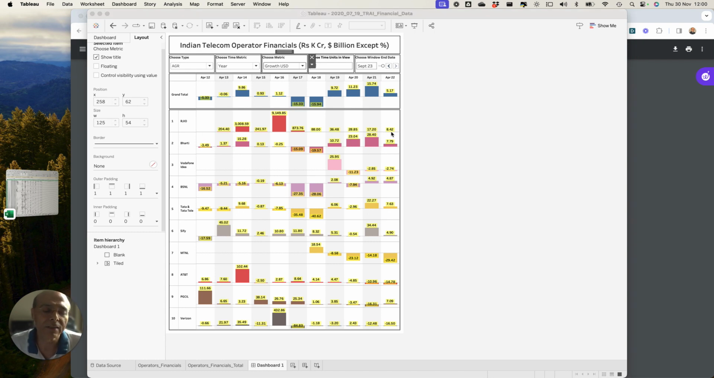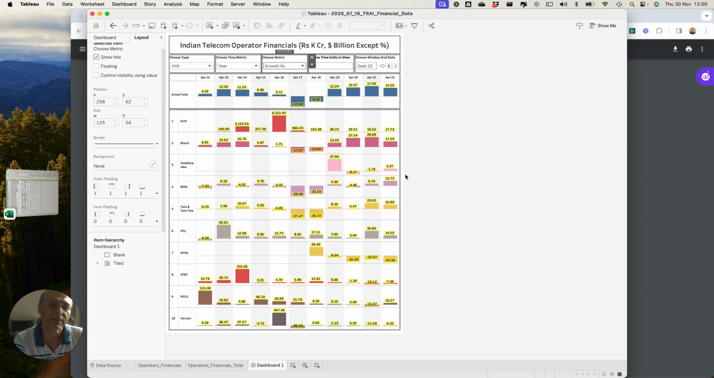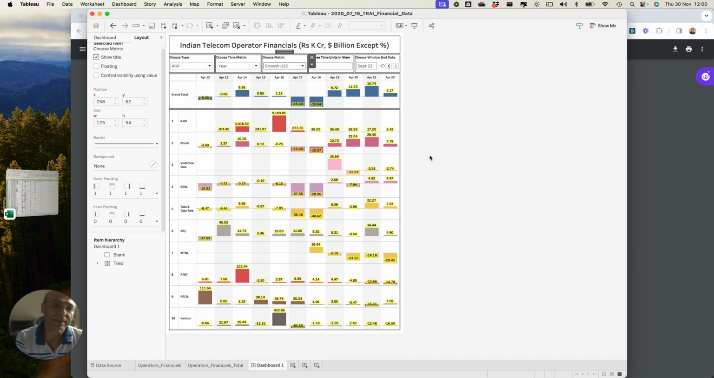Now Reliance in dollar terms actually grew at around 8.42%, whereas Bharti grew at 7.79% in dollar terms. And Vodafone Idea is actually shrinking in dollar terms, though from a rupee point of view it has grown. I'll just bring the rupee growth again in the picture so that you can see where Vodafone Idea was. It was 5.57%, but in dollar terms, it is shrinking. So it is very interesting. BSNL has shown a little bit of growth in dollar terms, which is very interesting. I don't know what is going on in BSNL. It looks a little strange, but anyway.